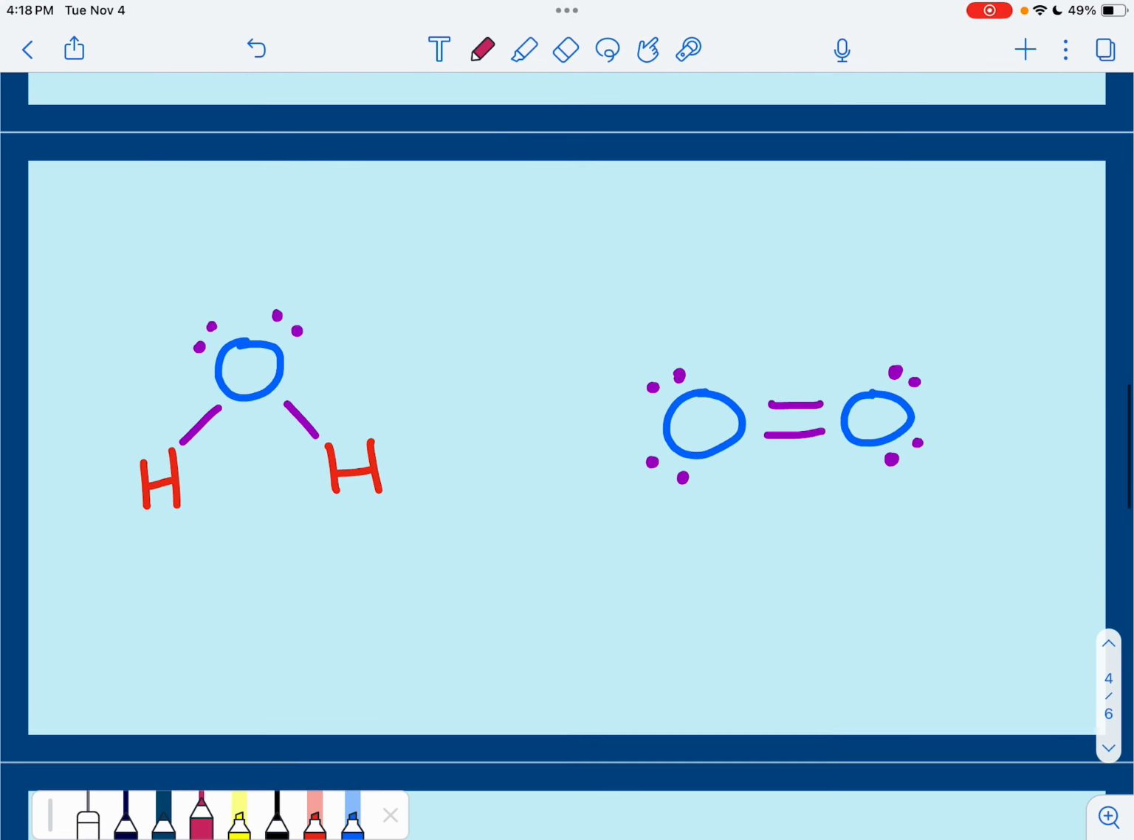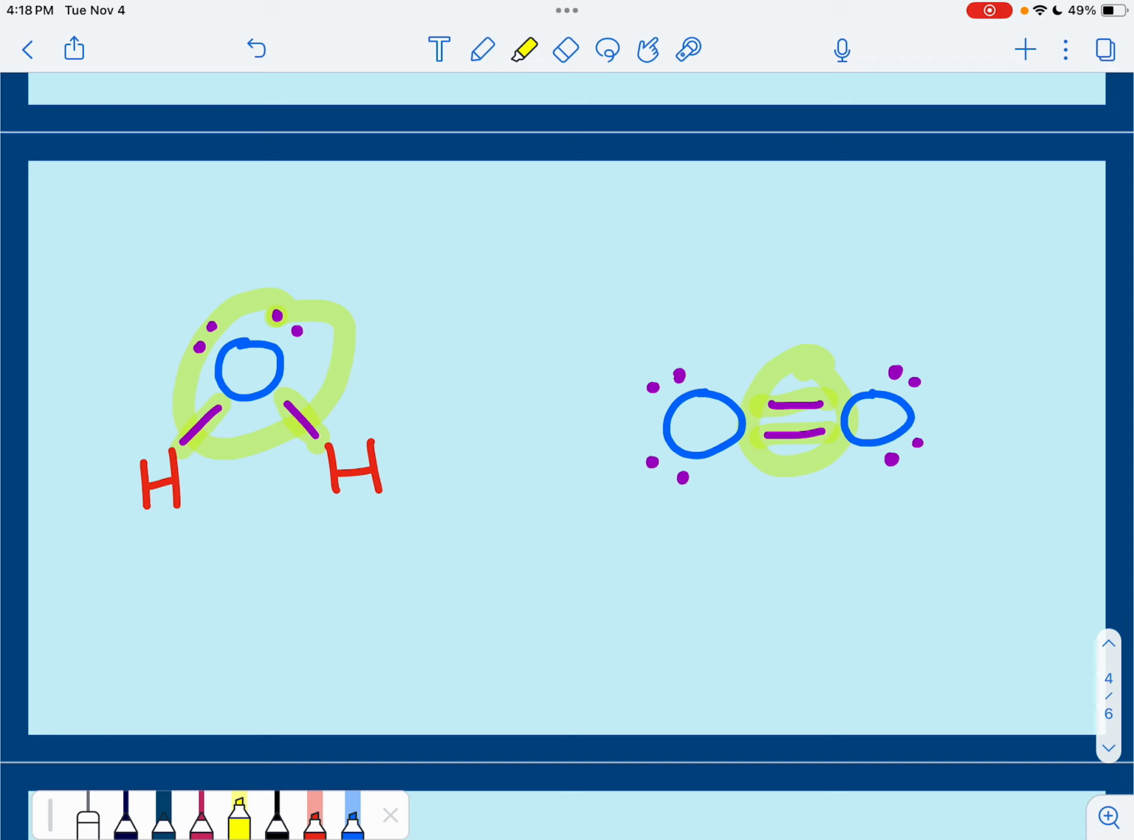We can see this in water, and here you can see that oxygen forms 2 single bonds with hydrogens, so that's 1 bond, 2 bonds. And then here in oxygen gas, you can see that there are 2 oxygen atoms, and they share this double bond, in which case that is 2 bonds. So you can see that both of the oxygen have 2 bonds.